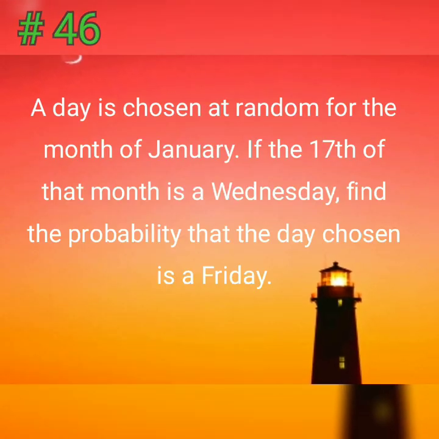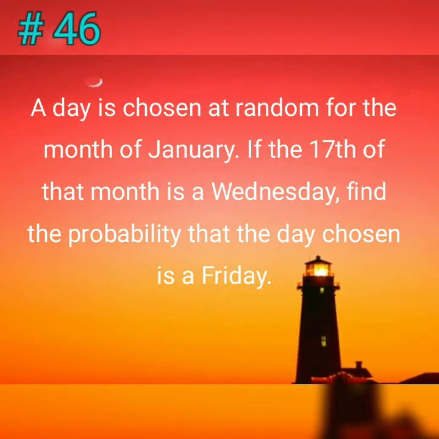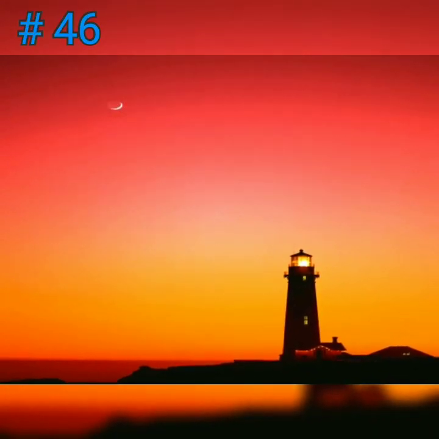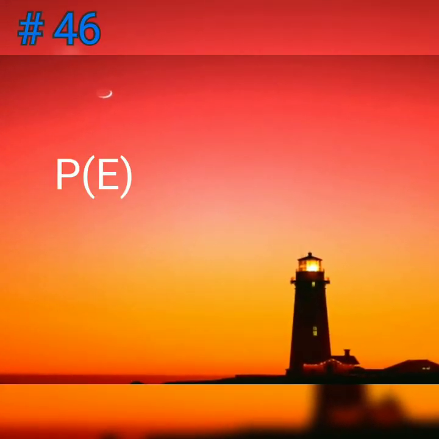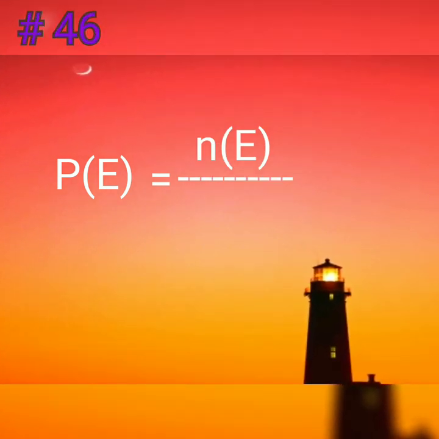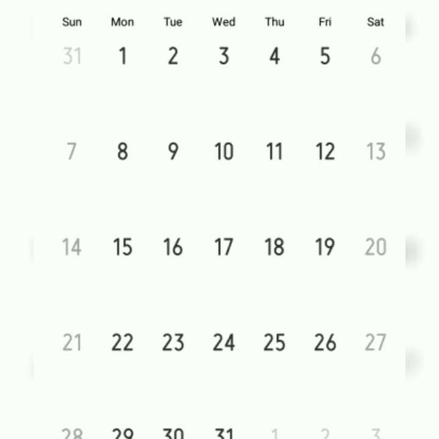A day is chosen at random for the month of January. If the 17th of that month is a Wednesday, find the probability that the day chosen is a Friday. Probability of an event is equal to the number of ways the event can occur all over the number of possible outcomes. Observe the given calendar on the month of January. There are 31 days and there are 4 Fridays.